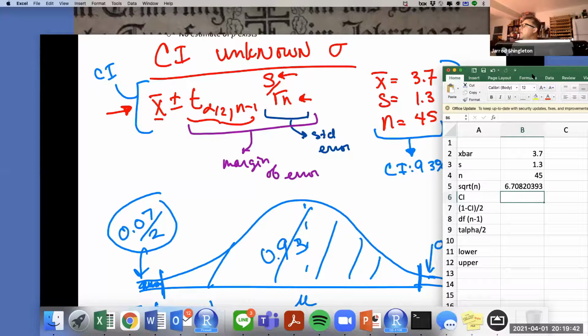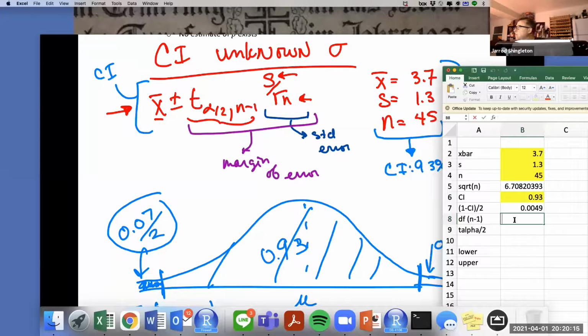Now I also like to highlight the values I need to put in. So I'm going to go ahead and highlight these. These are going to change as I do more of these problems. This is also going to change. This is critical, this confidence interval. And for this problem, I'm doing a 93% confidence interval. 1 minus my confidence interval. Got to put equals or it's not going to see it as a formula. Squared. Okay, degrees of freedom.